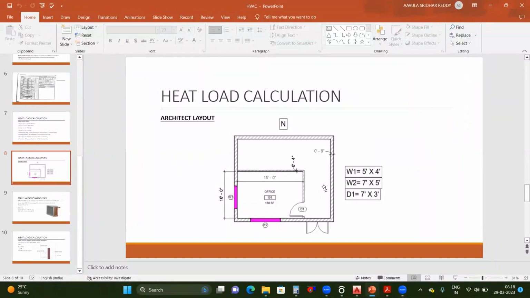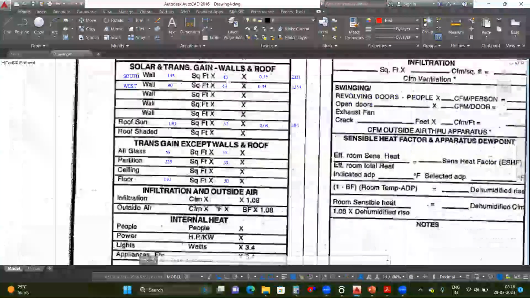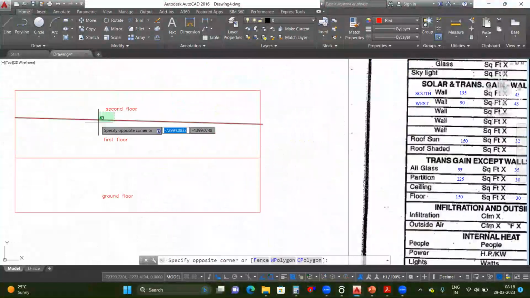So that is the usual difference we will consider for calculation. That is for partition, and the floor is also the same thing. So we'll go for our example here. We are doing it for the second floor.